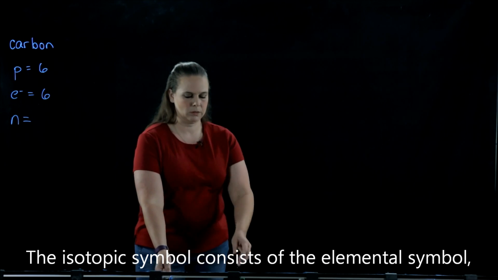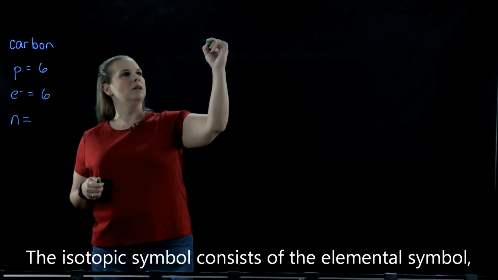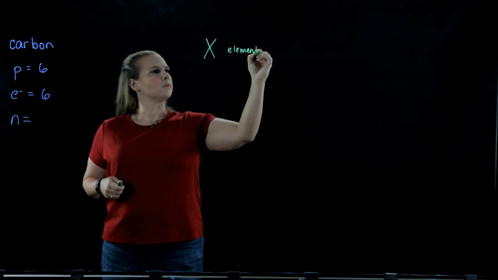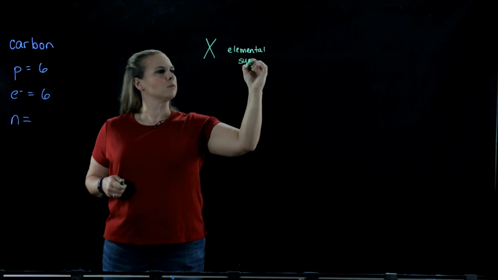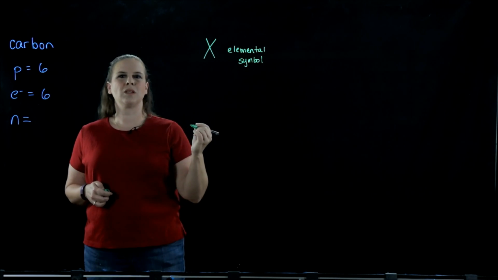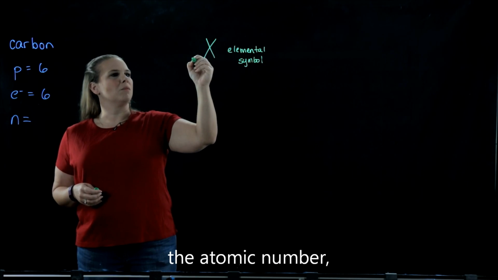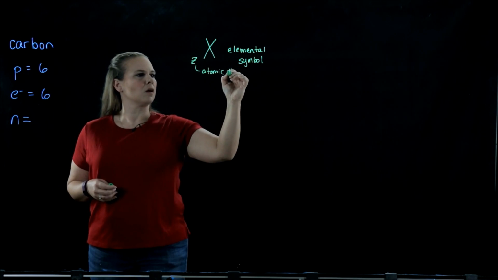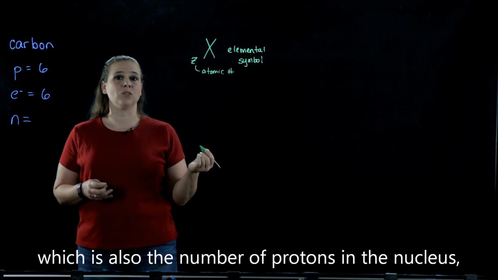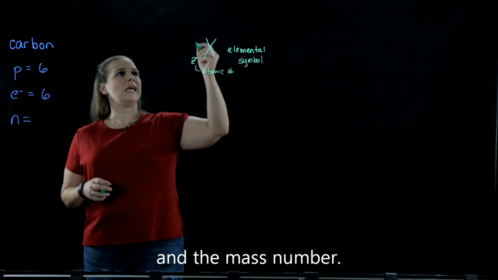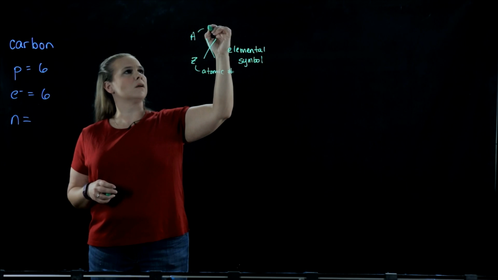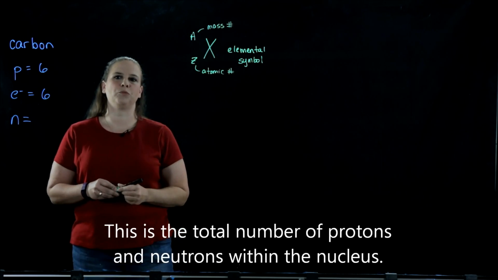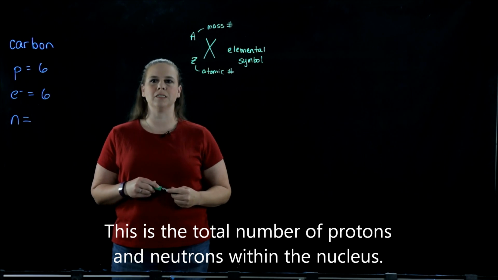The isotopic symbol consists of the elemental symbol, the atomic number, which is also the number of protons in the nucleus, and the mass number. This is the total number of protons and neutrons within the nucleus.